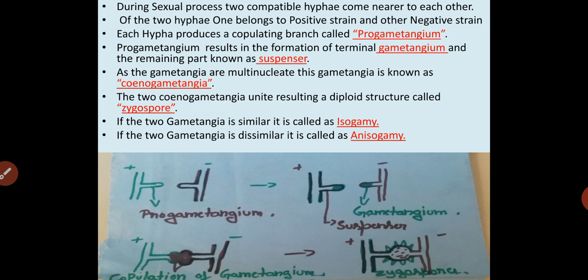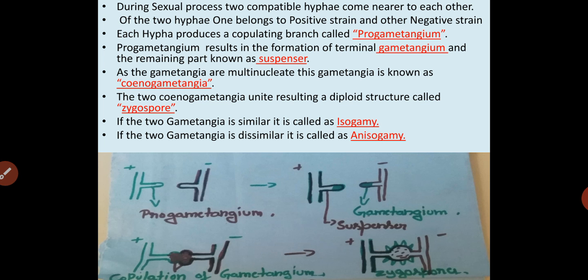As the gametangia are multinucleated, this condition is called xenogametangia. The fusion of the two xenogametangia results in the formation of a diploid structure called the zygospore. If the two gametangia are similar in nature, the condition is called isogamy. If the two gametangia are dissimilar in nature, the fusion is called anisogamy.